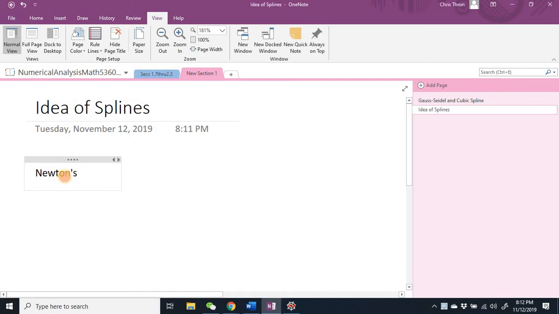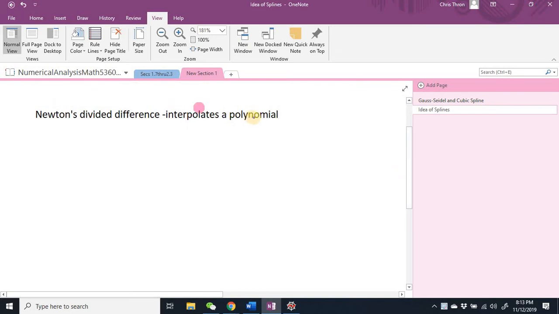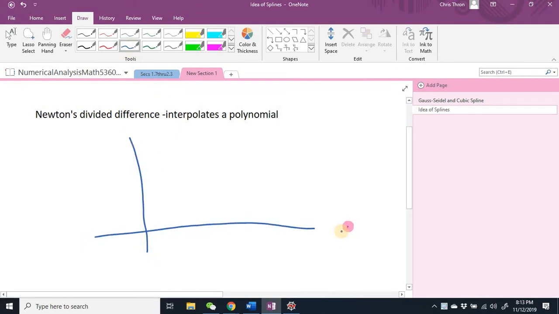So you did Newton's divided difference. It interpolates a polynomial. If I draw a picture of what Newton's divided difference does, you have several points that you want to interpolate, right? So this is x, this is y, and your function looks something like this. Could look something like this. And then you want to interpolate a polynomial. Something like this.